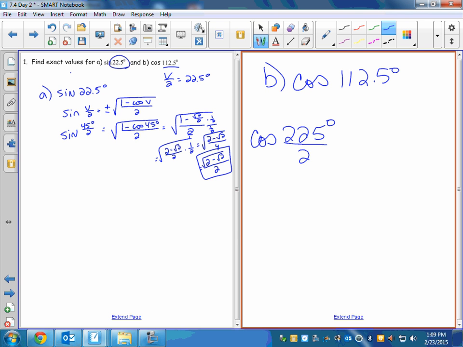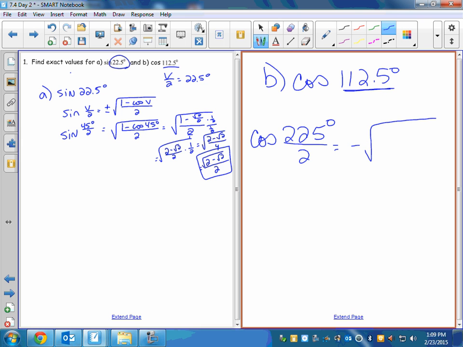But luckily, either way, for cosine, it's negative, right? Quadrant 2 and quadrant 3. But you really look at this angle of what quadrant is. 112 degrees is in quadrant 2, and in quadrant 2, cosine is negative. So that's how I know to give the negative root. Does that make sense on whether to give the positive or negative? You have to think about where you are.